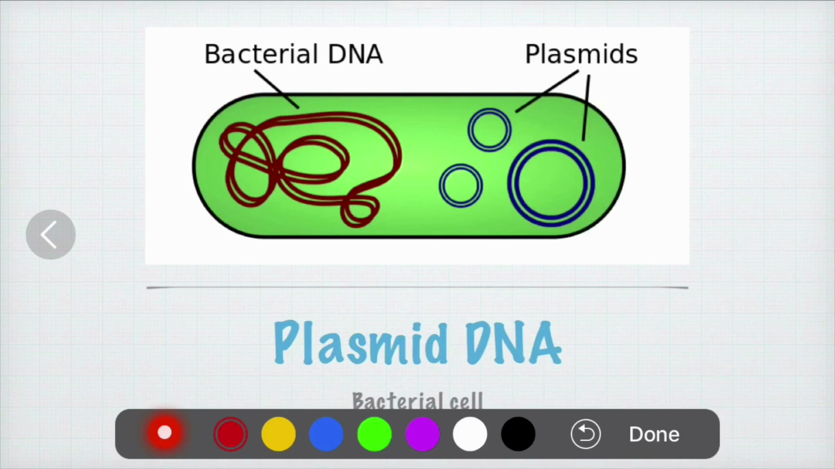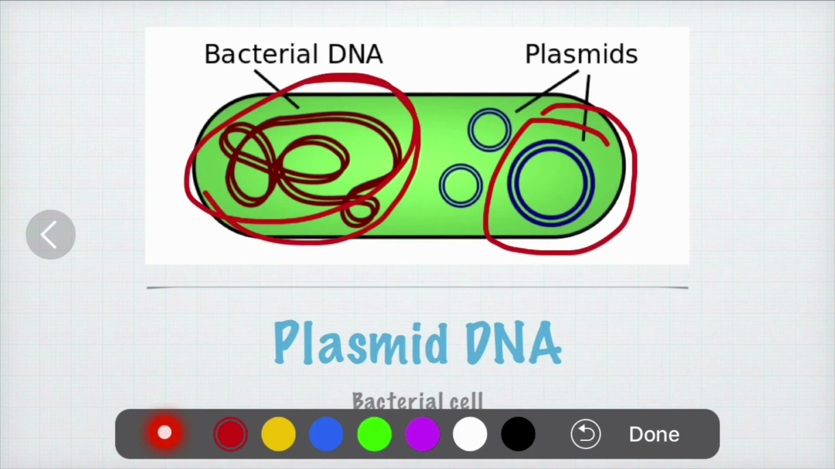You can see this is the bacteria. These are the circular double-stranded plasmids. These are the genetic material. This is all about the ultrastructure of the bacterial cell.